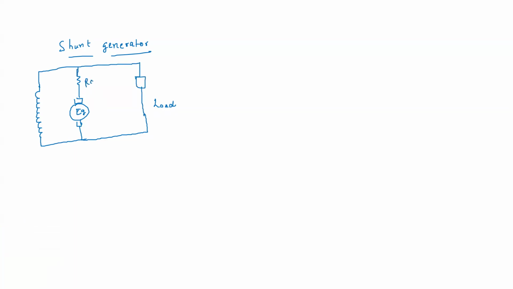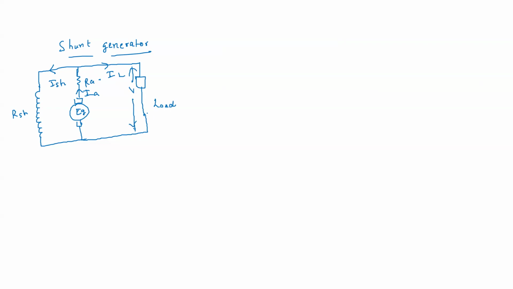Okay, so this is RA. And let us suppose this shunt winding has resistance RSH. Let us suppose this current is ISH here. This is IL and this is the armature current. This voltage across the load is V. So what are the equations?